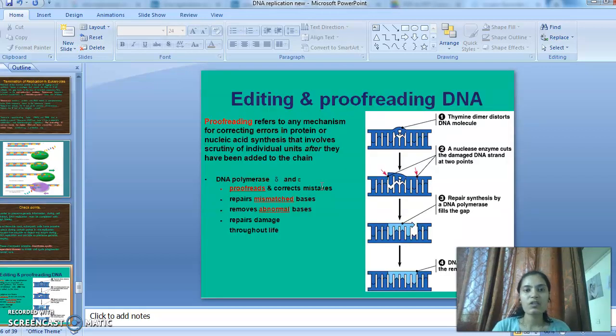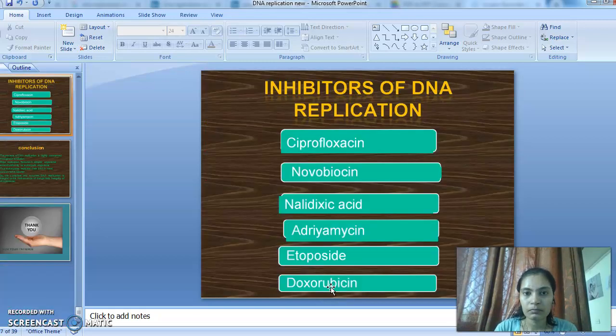So this is the last part, that is editing and proofreading. Proofreading is nothing but if there are any wrong bases inserted in the DNA, those are removed and it is repaired. If you can see, this is the thymine which is accidentally inserted. It is removed and the gap that is formed is replaced. So these are the inhibitors of DNA replication.